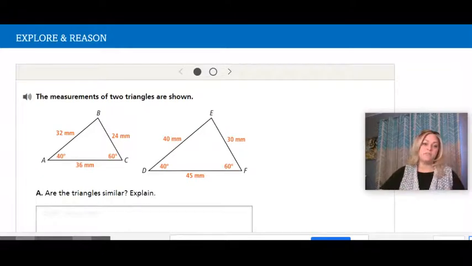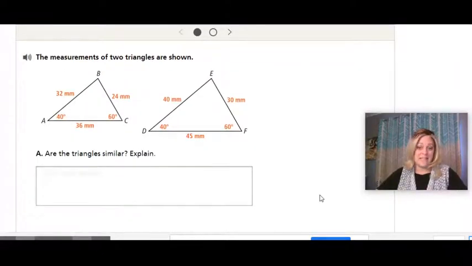So it says the measurements of two triangles are shown. Are the triangles similar? So remember, a dilation. If you look at these angles, 60, 40, then hopefully using the triangle sum, you can figure out that third angle on both of those. And then you have 32 compares to this 40.